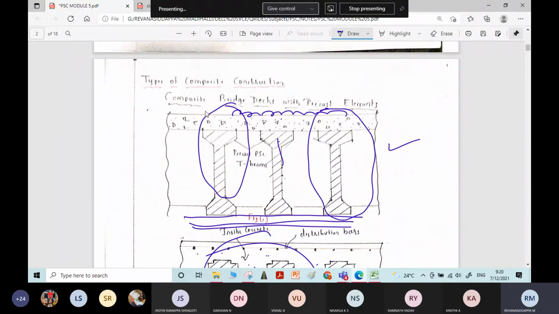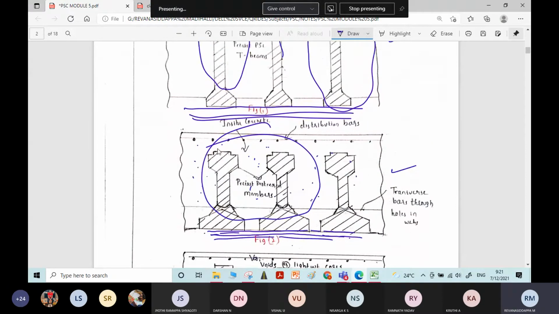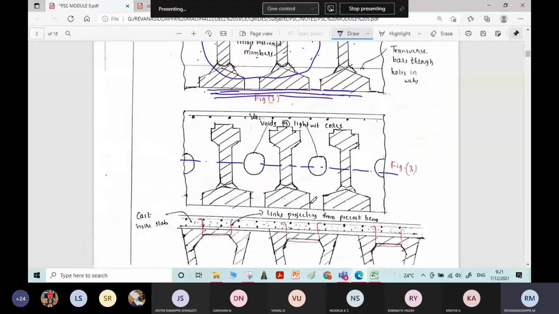Whatever the load acting over the slab, it will be transferred to the precast element, to the piers, to the foundation. But in case of propped construction, it will act as a whole. Whatever the live load acting on the slab, that load will be carried by the whole composite section, which will behave monolithically and handle the load. That is the difference between propped and unpropped construction.